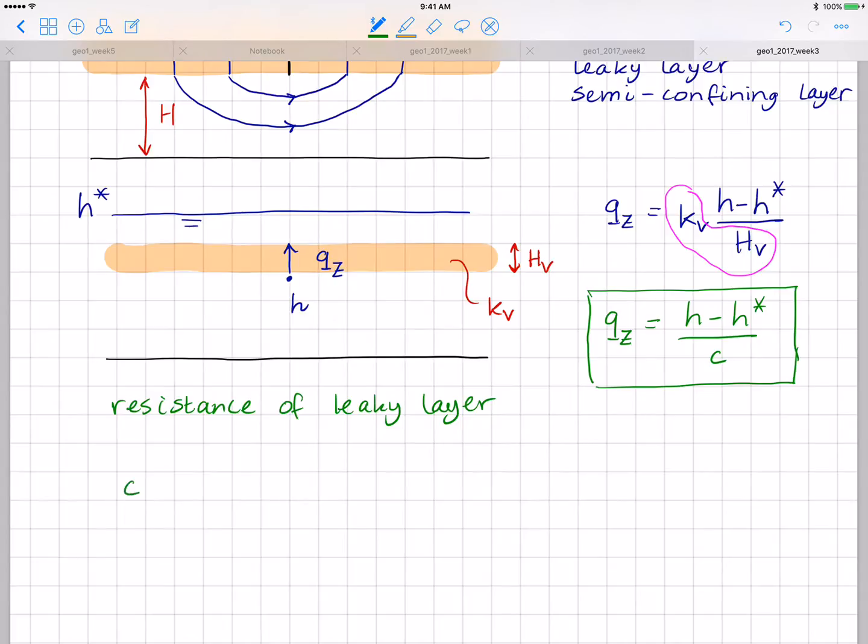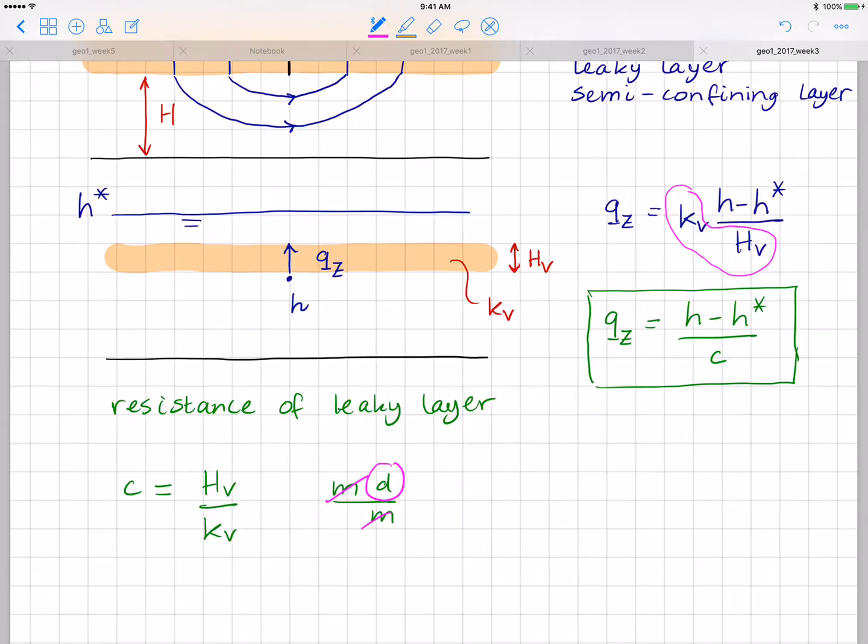And the equation for C is that C is equal to the thickness of the leaky layer divided by the vertical hydraulic conductivity of the leaky layer. And if we figure out then what the units are, the thickness has units meters, the hydraulic conductivity has units meters per day, so the meters cancel, and the units of the resistance of a leaky layer are days. All right, we have qz now.